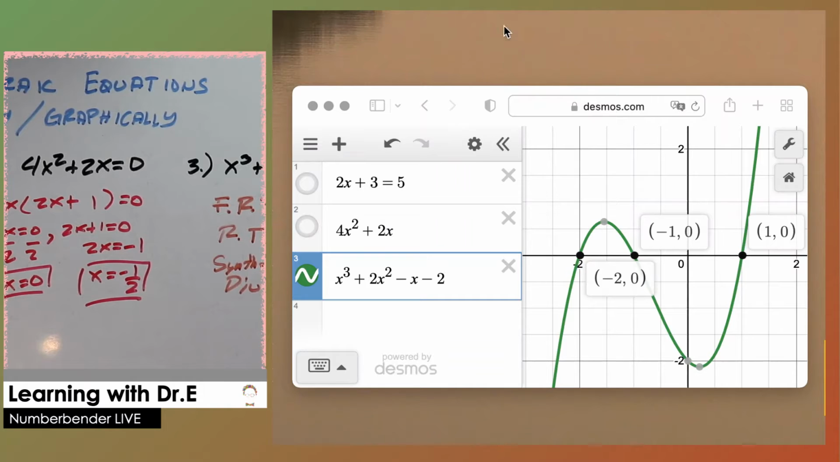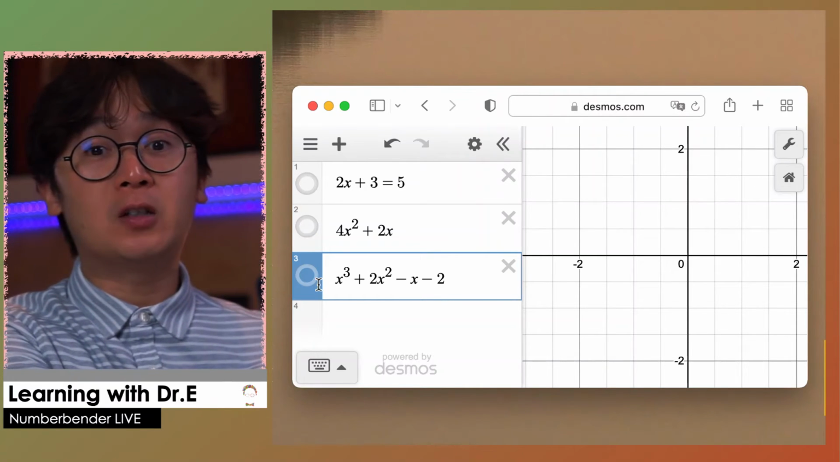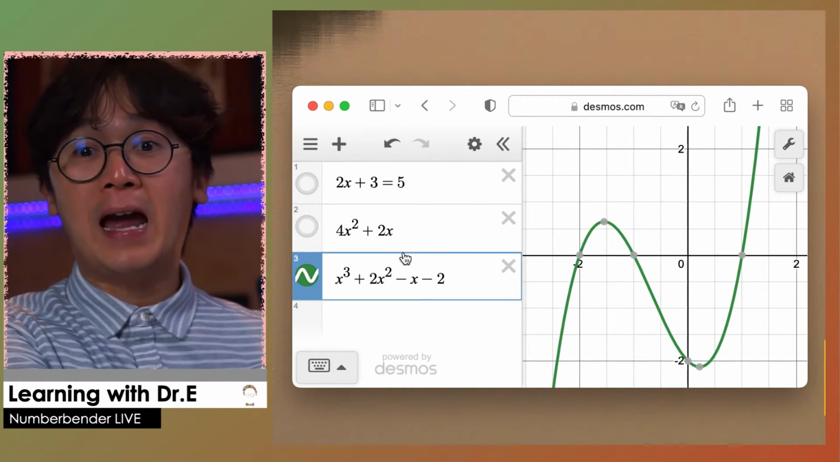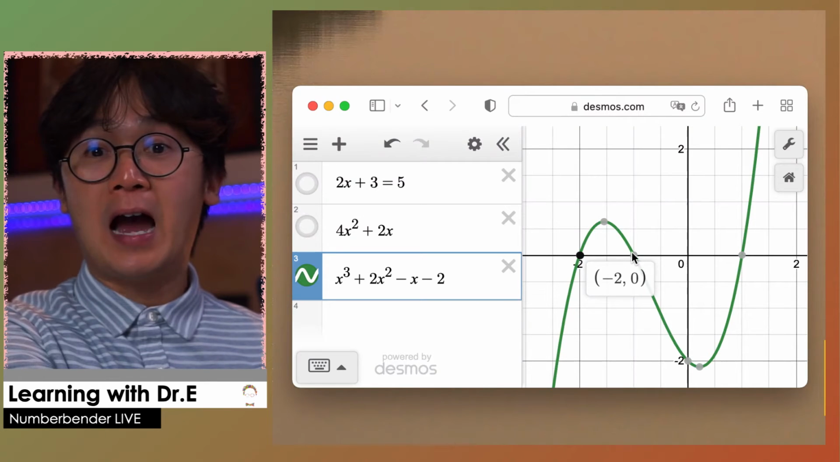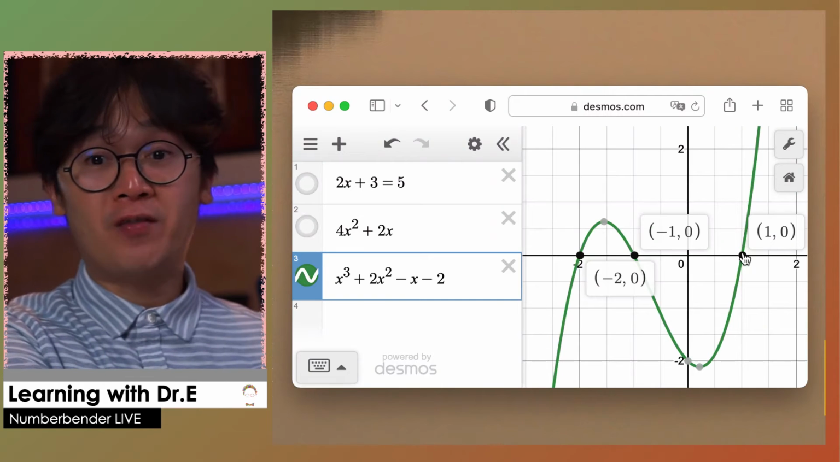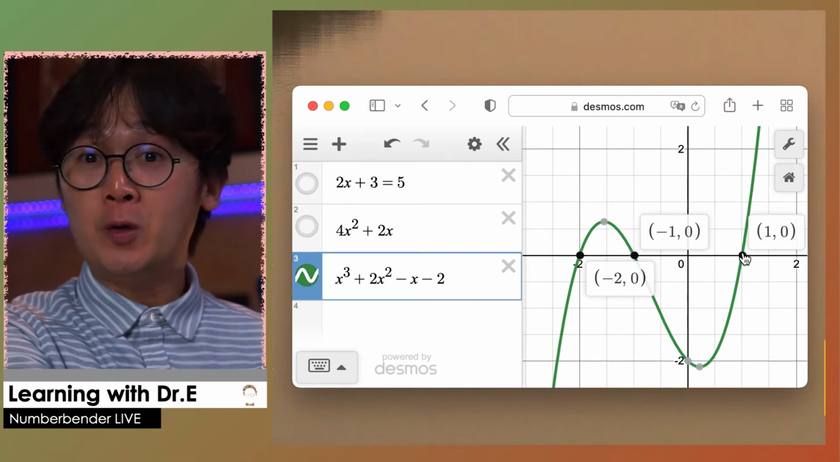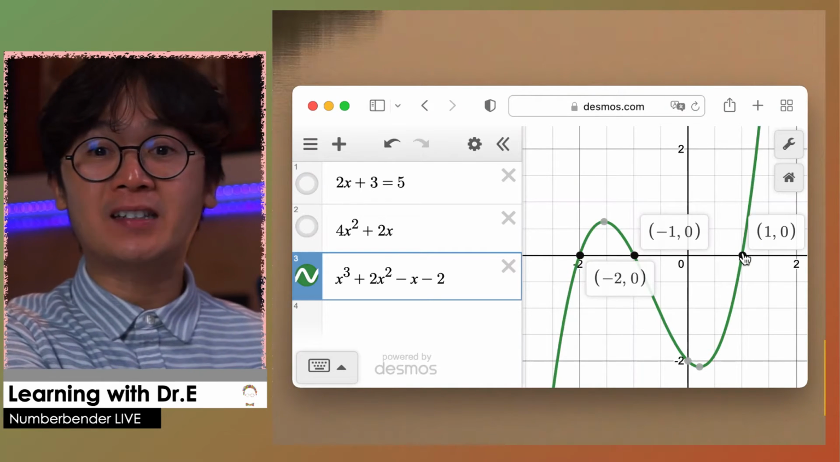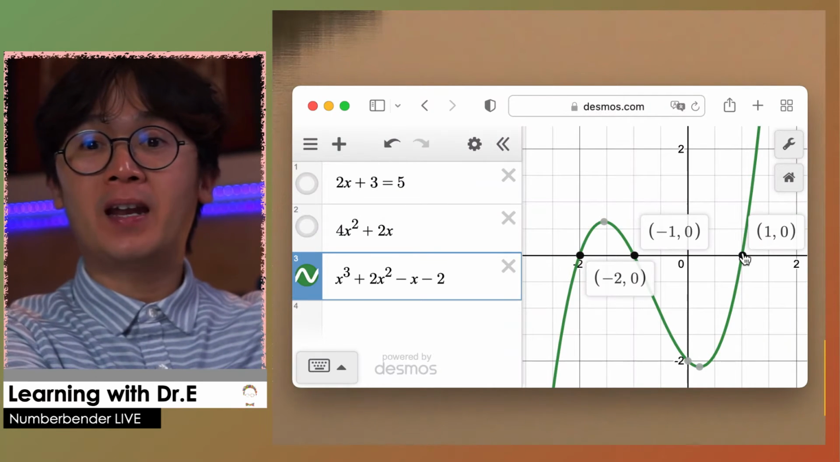So we have here our cubic function, x cubed plus 2x squared minus x minus 2. Using our Desmos will give us the solution, because all you need to do is to graph it. And since we know that the solutions of our equation are basically the points of intersection of our graph with the x-axis, we have three solutions here because the cubic function crossed the x-axis 3 times: at -2, at -1, and at +1.